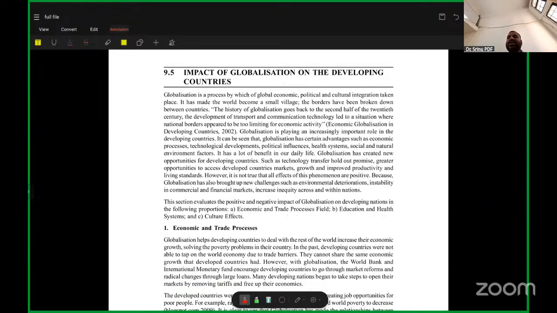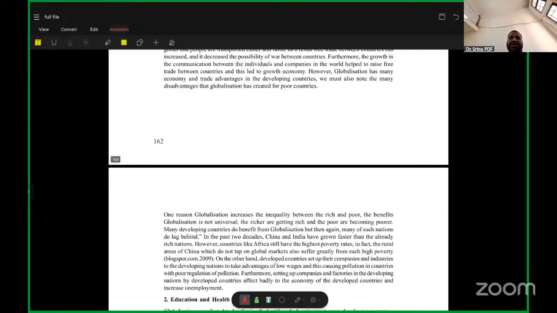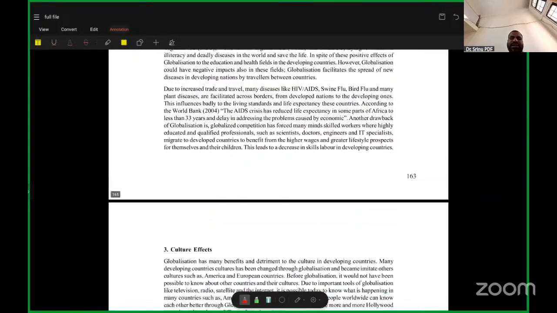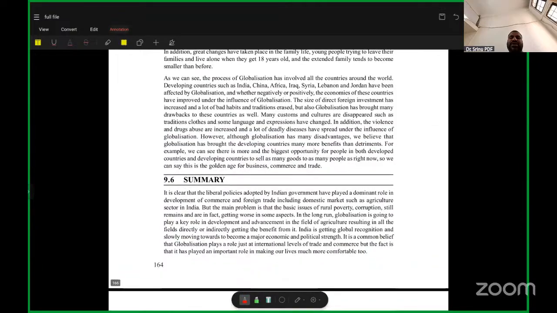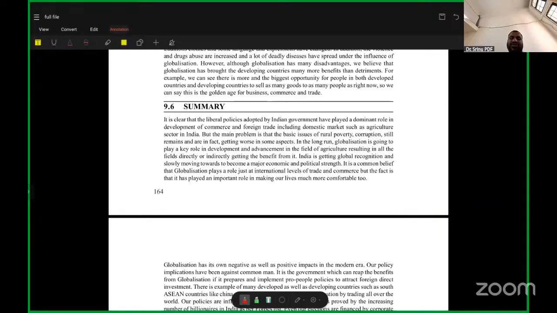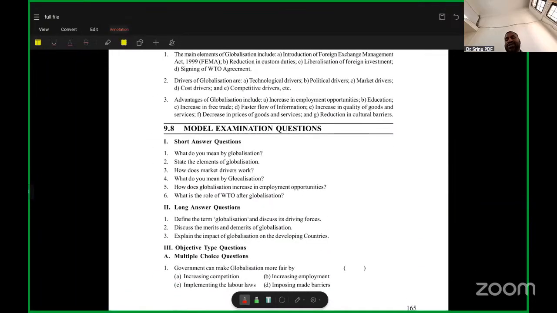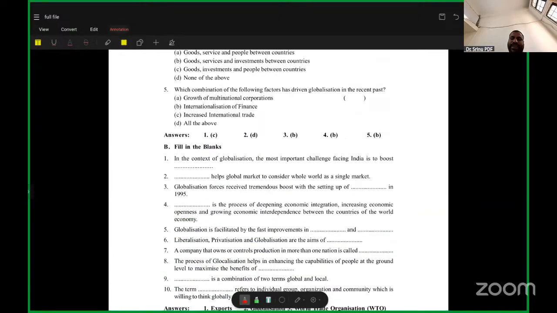Impact of globalization on developing countries. Economic trade process: economically it is going to be great. Education and health systems are going to change. And the cultural effect: people from other countries will come, and because of that culture is also diluted. These are all the different aspects of globalization. Go through it once. Next time I will explain the next block.